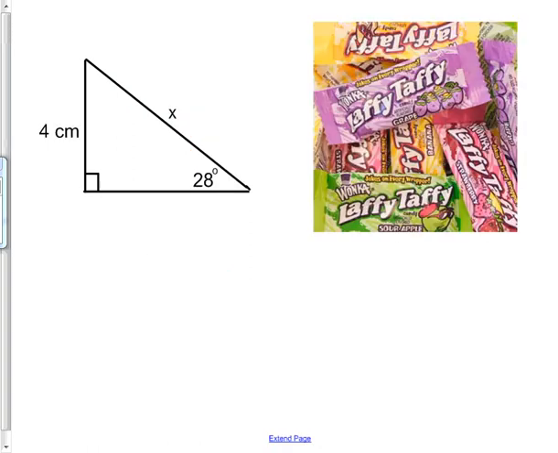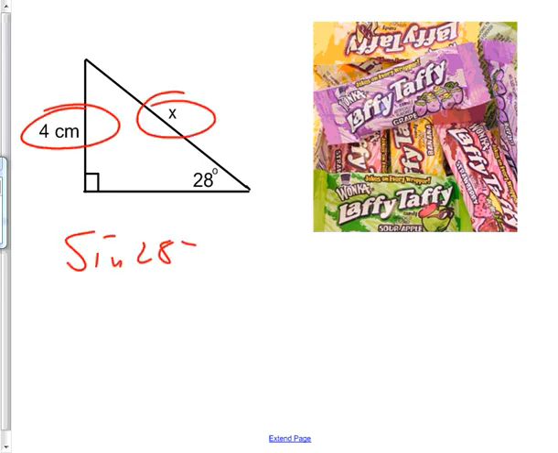Okay. This one. Solve it quick. All I want you to do, in fact, is just set it up. Are you using SOH, CAH, or TOA? SOH. Sine is opposite over hypotenuse. So sine 28 equals opposite over hypotenuse.